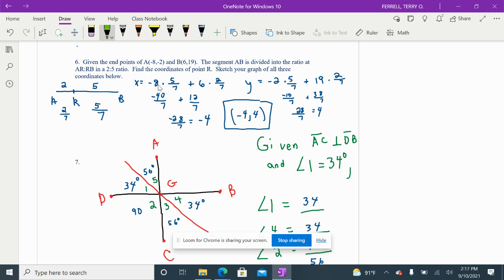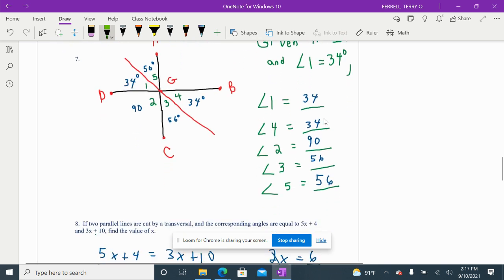So I multiply -8, only my x times the second one, plus my 6, which is an x, times the second one. That's it. Do the same over here, but this time I use y's. And I just do the math, reduce this, add those, -4, 4.